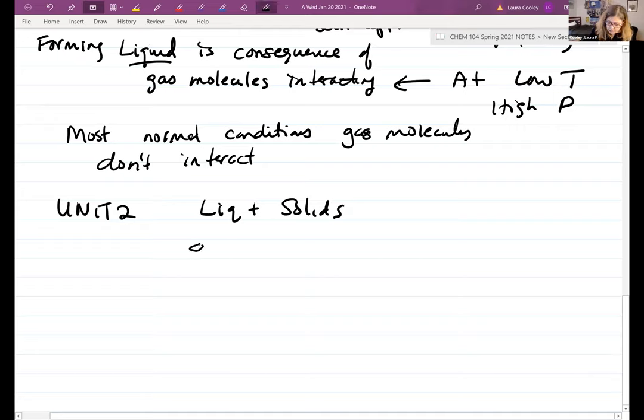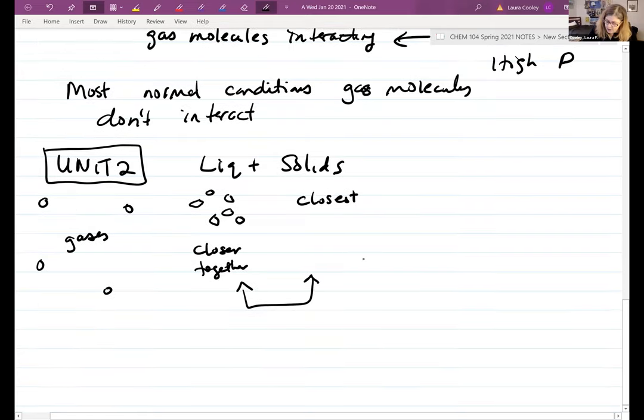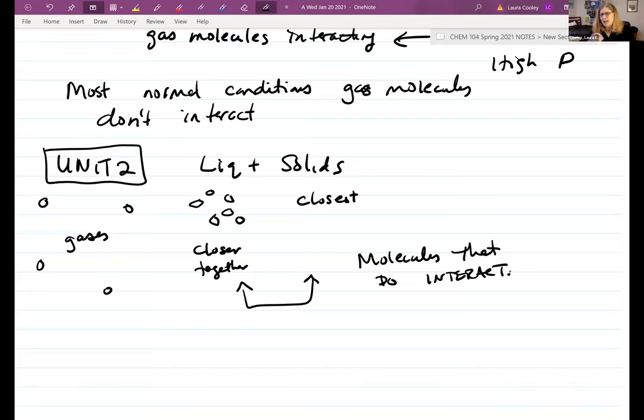So when you have liquid particles, gases are like this, very far apart, liquids are closer together, and solids are the closest, except for water, which is the exception, but that's not what we're talking about today. So when you have solids or liquids, now you have molecules that do interact. And it's very important how they interact. It's actually responsible for all kinds of liquid properties. So what are some liquid properties?